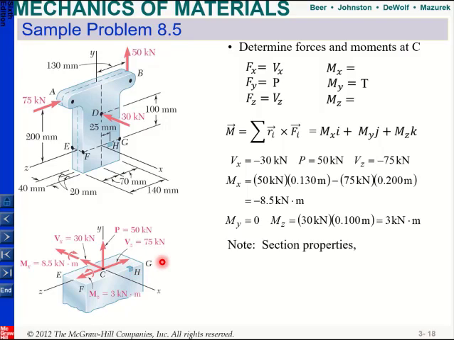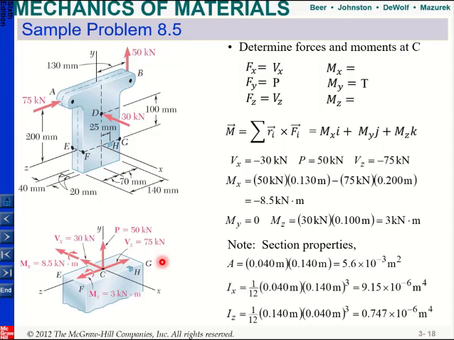So I need a couple of pieces of information. I need to find the area, because I will use P over A. Since I have these two moments, Mx and Mz, and both of them will create normal stress, I need Ix and I need Iz. These are the things that you need to calculate before you move on.